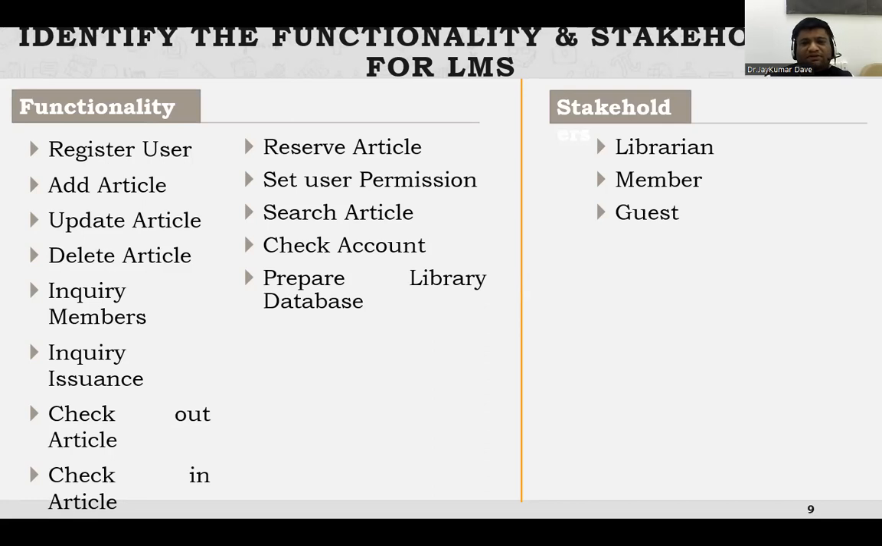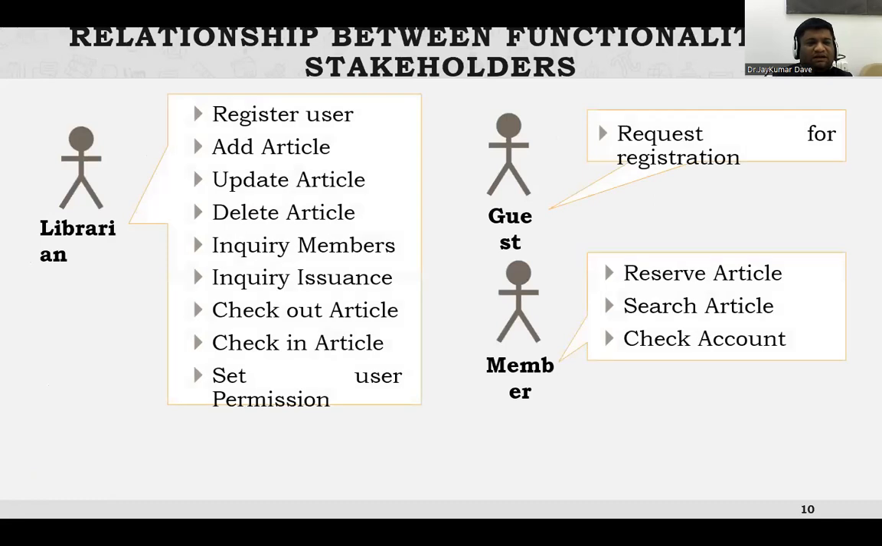Now, who are the important stakeholders, or I can say, who are the important users or actors of the system? Certainly we can say that the librarian is there, then the members are there, then the guests are there, those who are going to frequently access the entire system. Now we will dig deeper into what exactly is the relationship between the functionalities and the stakeholders. As I've said, the stakeholders are nothing but the actors, and the functionalities are nothing but what these actors are going to perform in the context of the system.